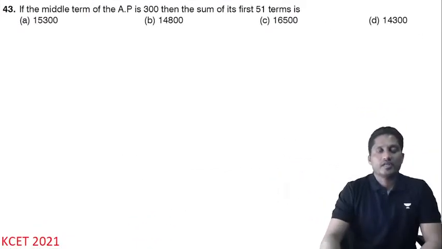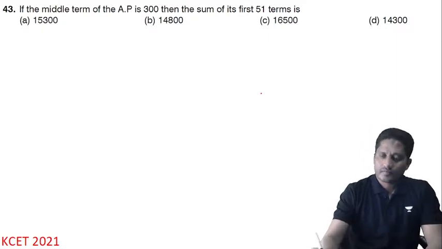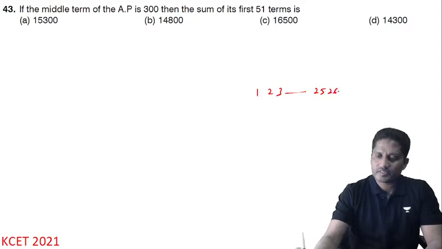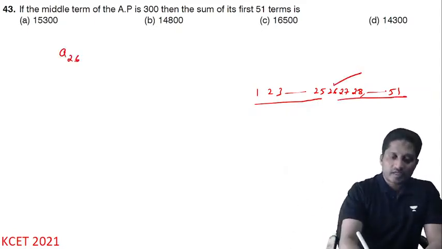Right, question number 43. Middle term of an AP is 300. Then the sum of first 51 terms. If I take 51 terms, obviously the middle term will be the 26th term only. 1, 2, 3 and so on up to 25, 26, 27, 28 and so on up to 51. There are 51 terms, that is 25 on the left, 25 on the right. Middle term is the 26th term only. So middle term is equal to 300, according to the question.